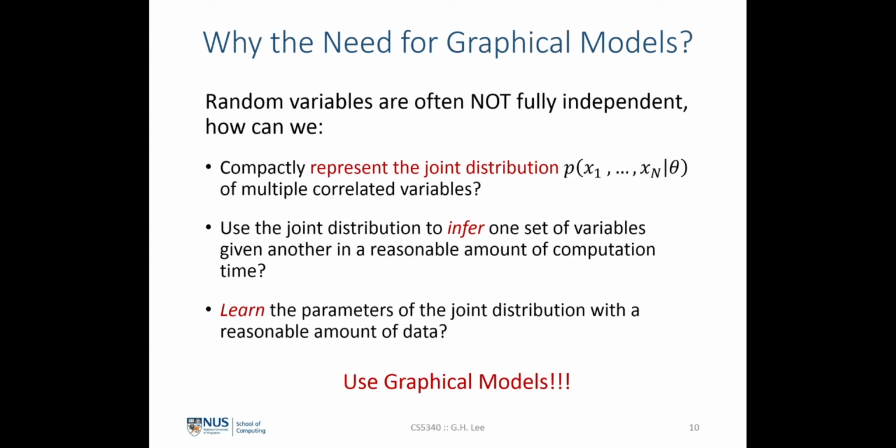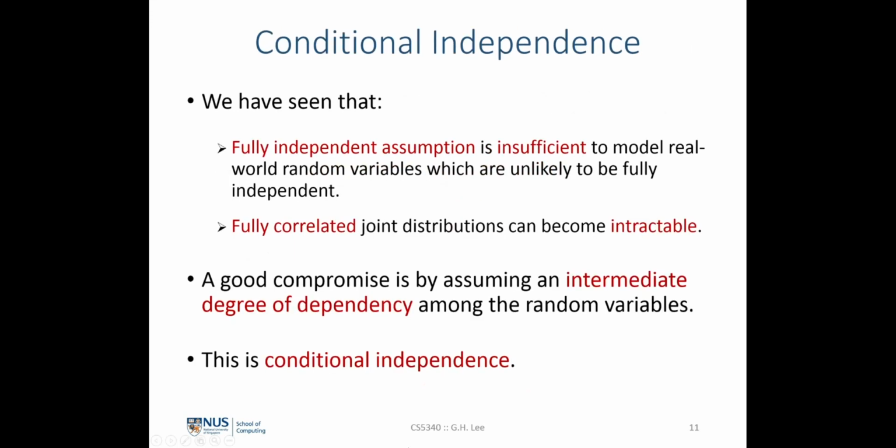So the question is, how can we compactly represent the joint distribution so that we can use the joint probability distribution to do inference in a reasonable amount of computational time, as well as learn the parameters with a reasonable amount of data? And of course, the answer lies in the use of graphical models.